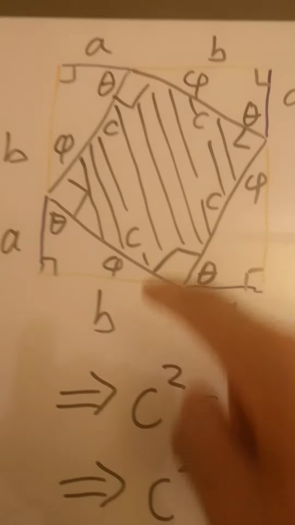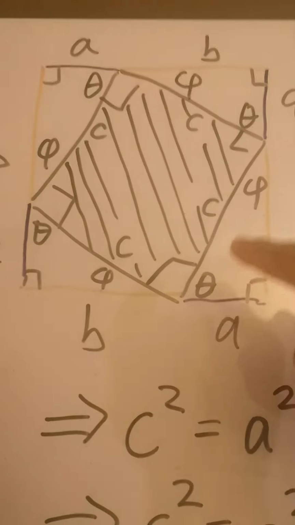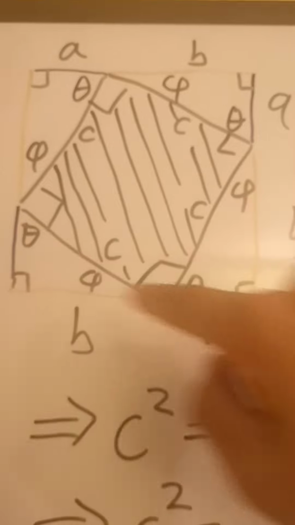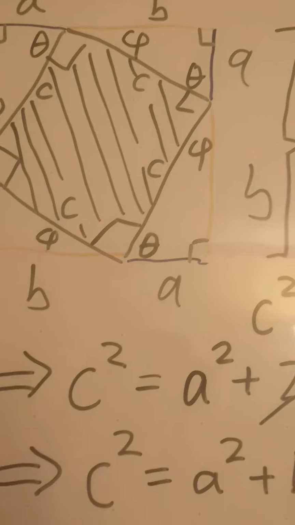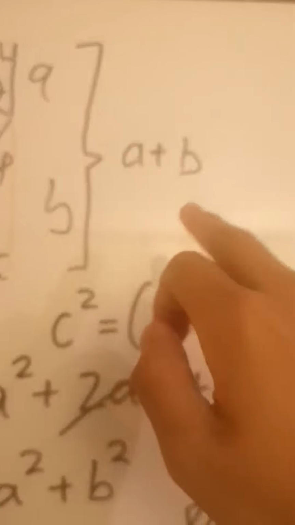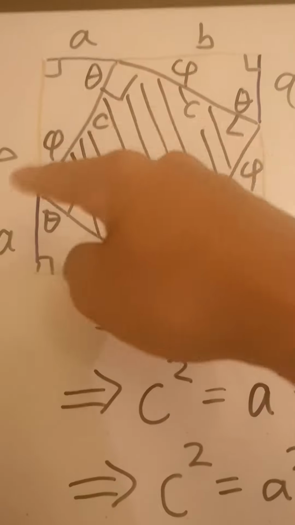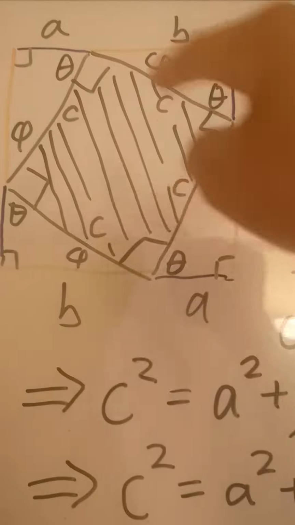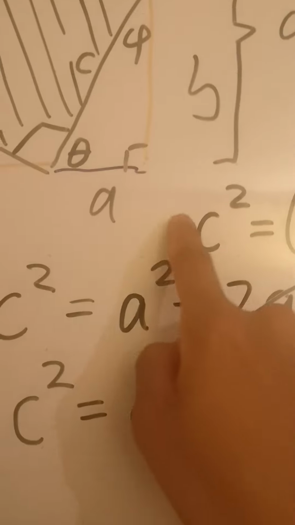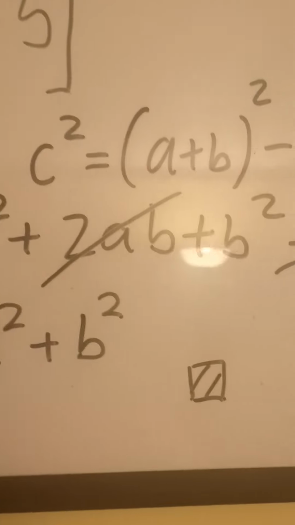Okay, so then I construct a square with side length c, c, c, c, and then I have this larger square with side length a plus b over here. Now I want to know what the area of this square is. I want to know what c squared is. c times c is c squared. So what is c squared?